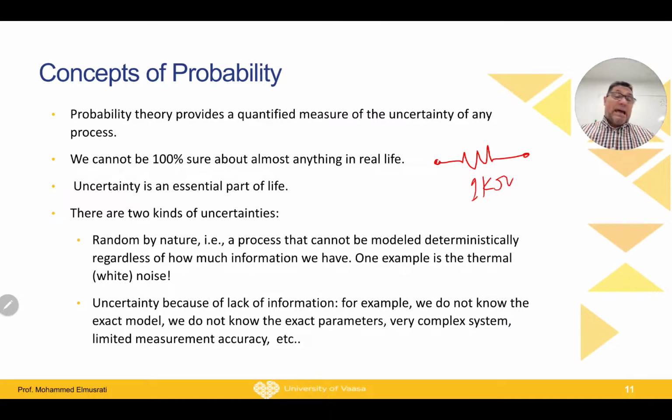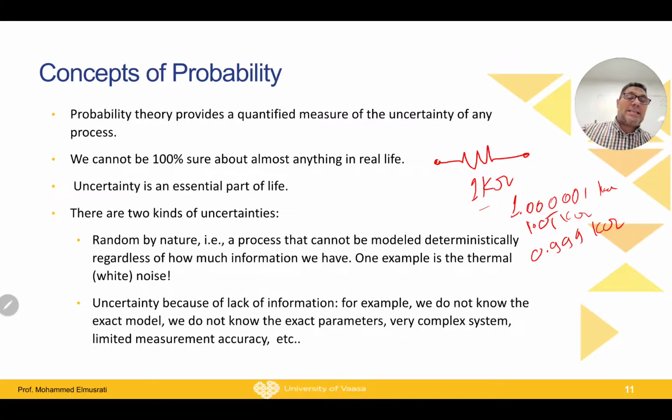Why? Because I ask why it is not 1.00001 kilo ohm, or why it is not 1.05 kilo ohm, or why it is not 0.999 kilo ohm. Why do you say that it is exactly 1? 1 kilo ohm means exactly, if we talk about accuracy, that it is 1 and we have infinity number of zeros after that. So the probability of having exactly this thing actually is just 0.